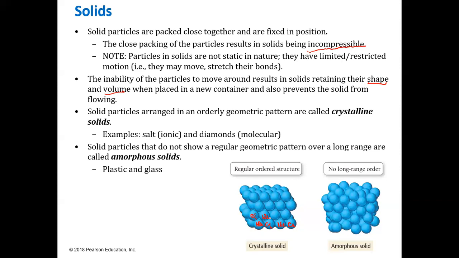Solid particles that do not show a regular geometric pattern over a long range are called amorphous solids. Examples of that are plastic and glass, and you can see they're just like a glob over here.